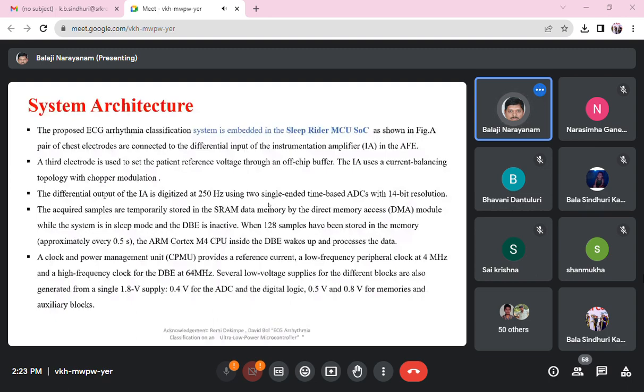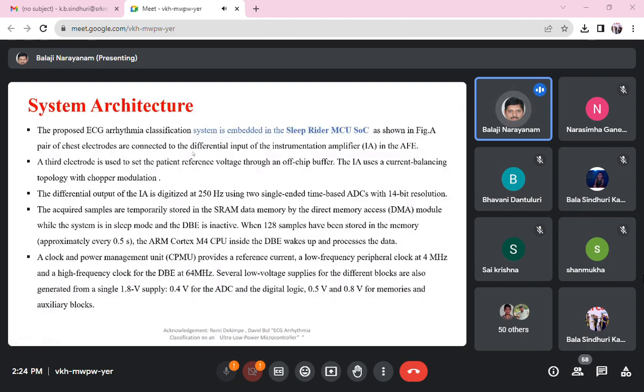See, why we are keeping that in sleep mode is to have low power consumption; unnecessary power utilization by the processor is to be avoided. So we'll keep it in sleep, and once it is done, the DB will wake up and process the data. So a clock and power management unit provides the reference current, a low frequency peripheral clock at 4 megahertz and a high frequency clock at 64 megahertz.